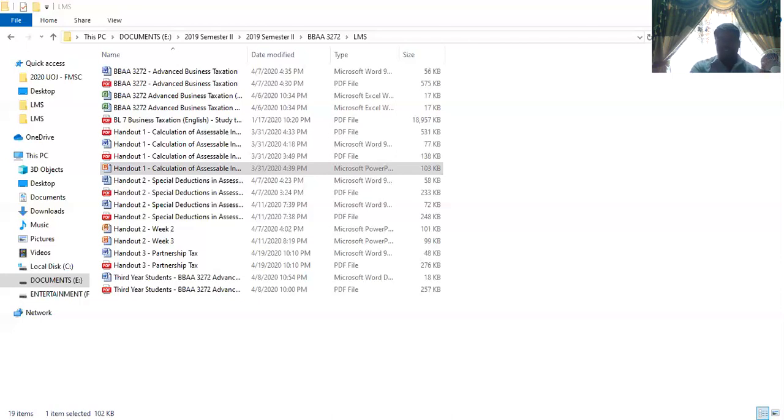I provided some examples of expenses which are disallowed, especially entertainment expenses. It is one of the expenses in financial accounting, but entertainment expenses cannot be allowed for taxation.